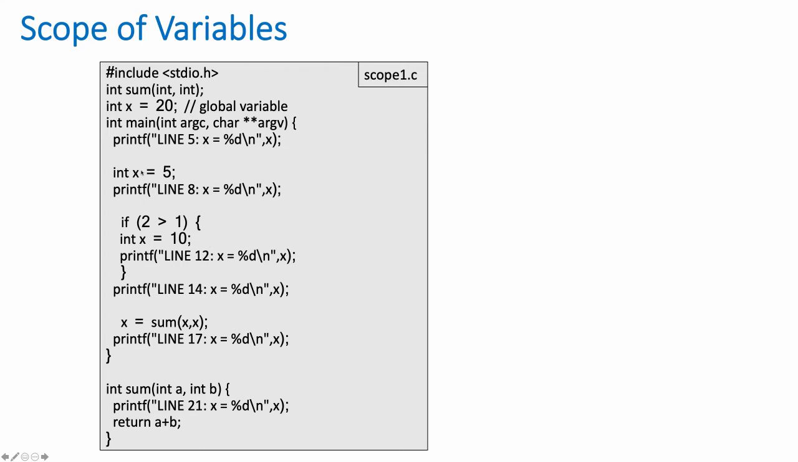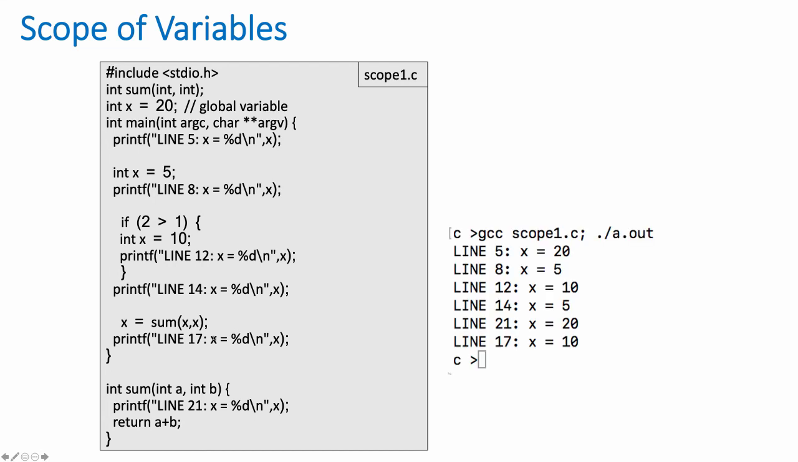So I've got variable x defined in 3 locations. What is the result of this program? Line 5, x equals 20. I'm right here. Basically, this is the only x I see. It's the one in the global scope. So x is going to be 20.